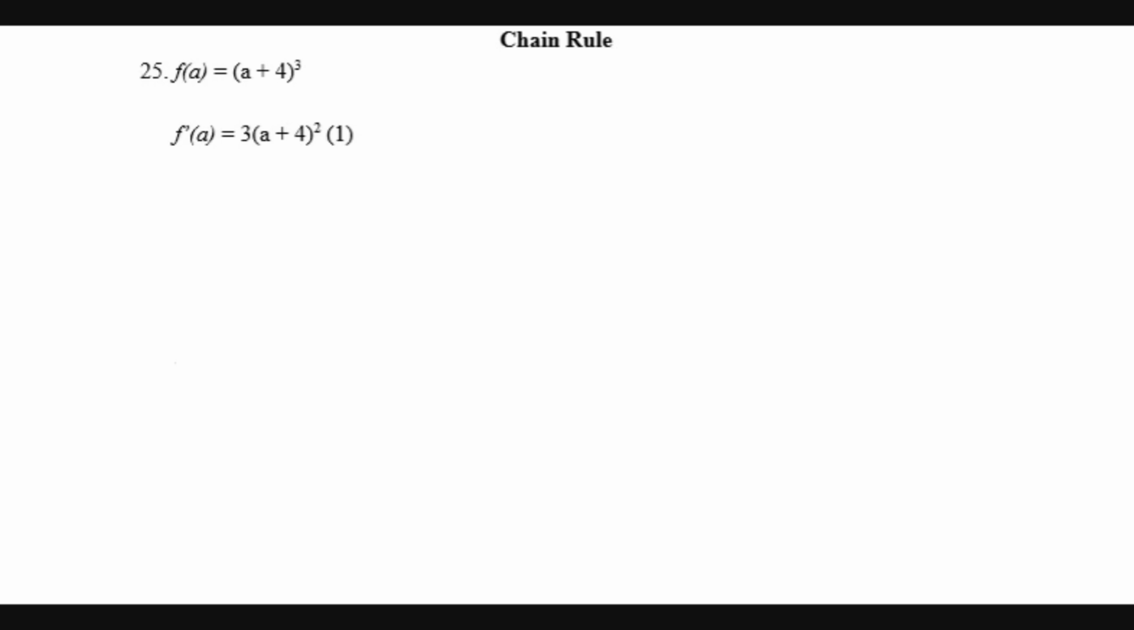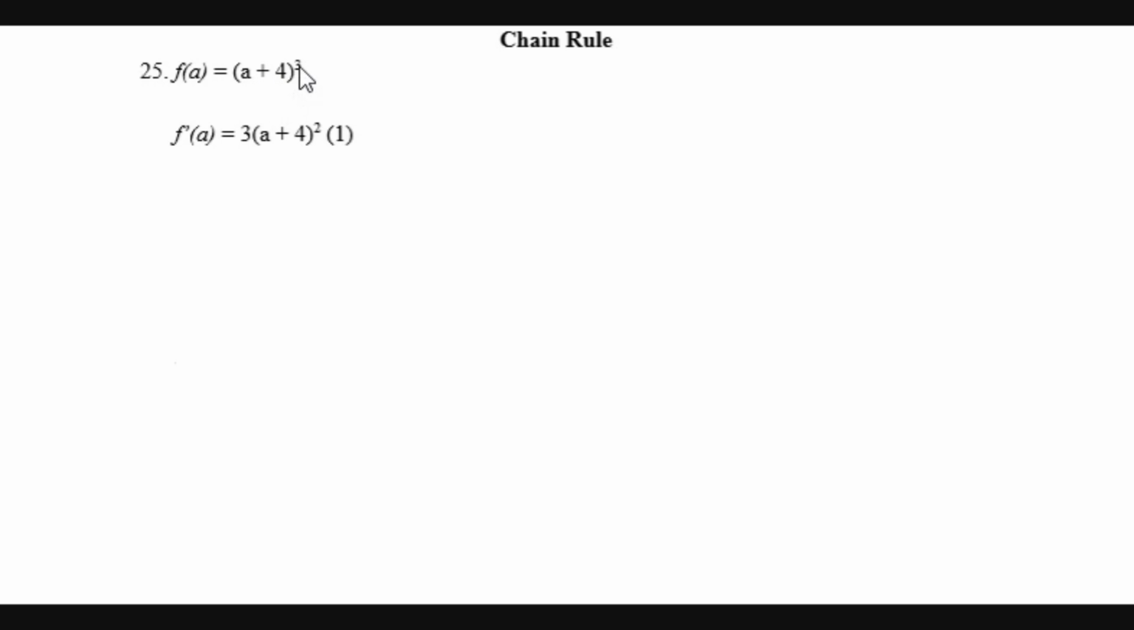So the chain rule is used when you have one function inside of another. For example, here where you have this function a plus 4 inside of this function here, which is a cubed function. And so to take the derivative of these types of functions, you have to take the derivative of the outside function first, which is a cubed one. And then you're going to multiply that by the derivative of the inside function, which is what is inside of the parentheses. And so let's look at the example properly.